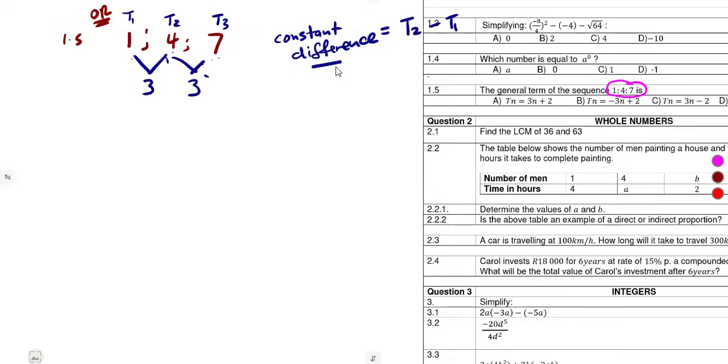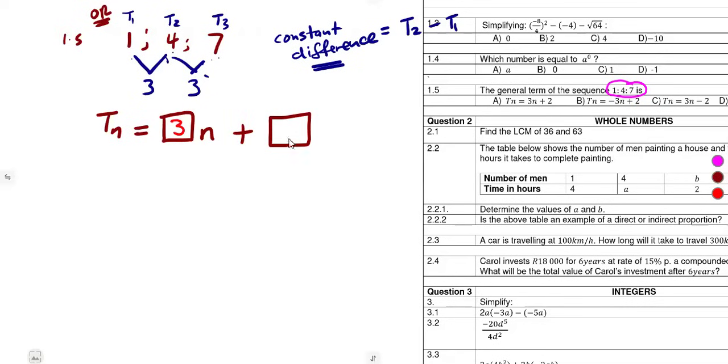A constant difference, 3. If there is a constant difference, I say that your general term is given by Tn is equal to the constant difference times n, plus what must be added to give us exactly what corresponds to that particular position that you're given. So this part here is your constant difference, this one that you already calculated, which is 3.